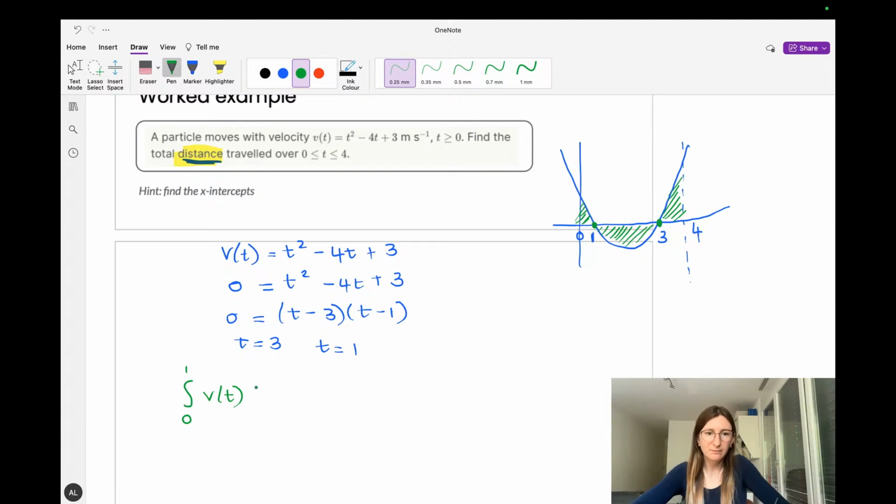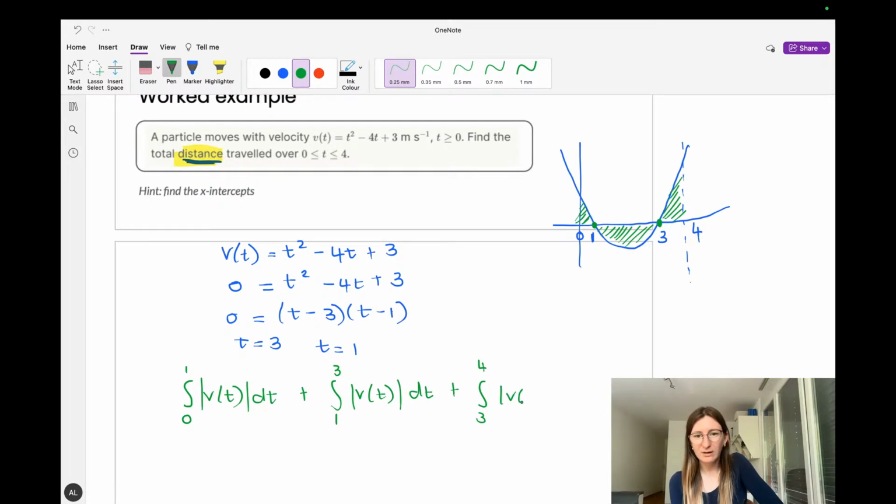And that is positive. But let's just absolute value it all. It can't hurt. Especially if you're not sure. If you can't think of the function in your head, just make it all absolute valued. Then I'm going to need to add that to this part, the part from 1 to 3. And this part I definitely need to absolute value. 1 to 3, v of t dt. And then the last part from 3 till 4, of v of t dt. So these are each of my 3 areas.